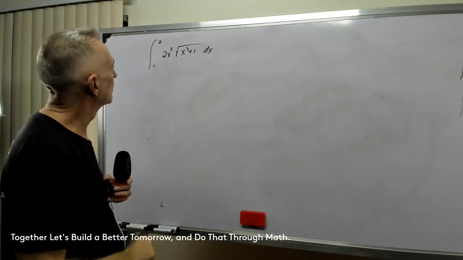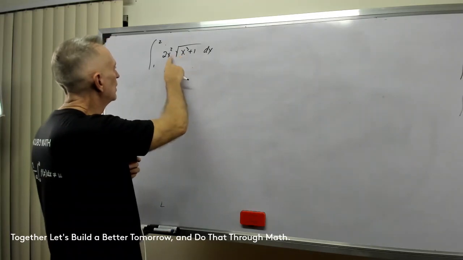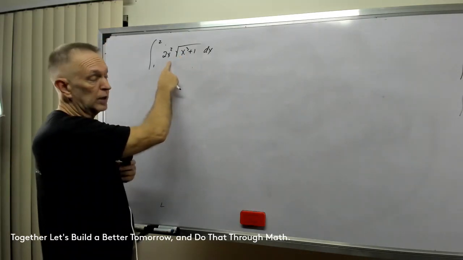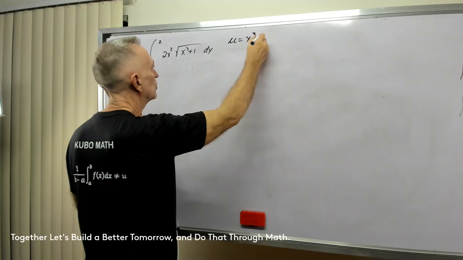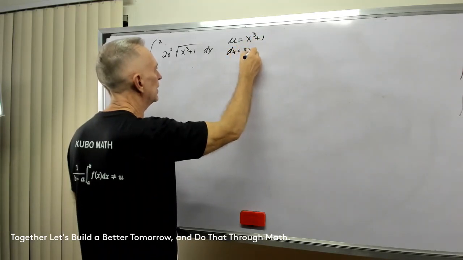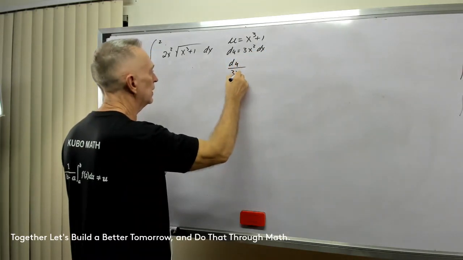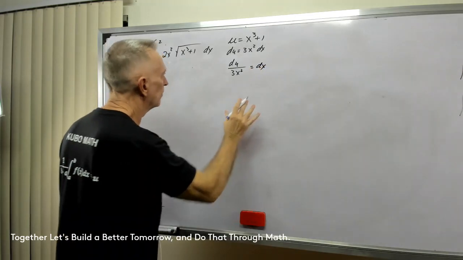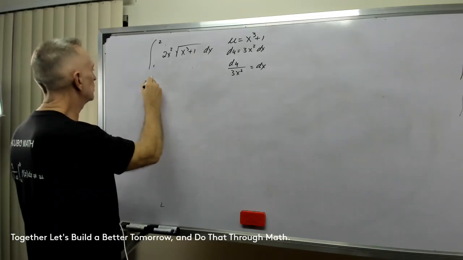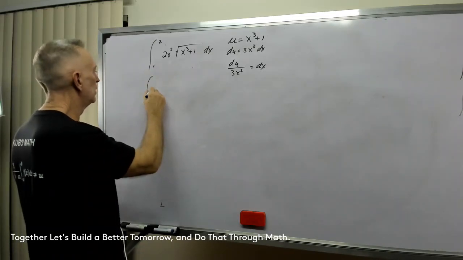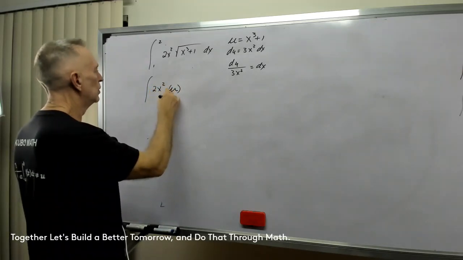If you look at x cubed, the derivative of that would be 3x squared. That would help me get rid of the x squared term. So let's try that. Let u equal x cubed plus 1. du equals 3x squared dx. So du over 3x squared equals dx. Do I need to do anything else? I'm going to leave the limits off for just a moment. 2x squared times u to the 1/2.